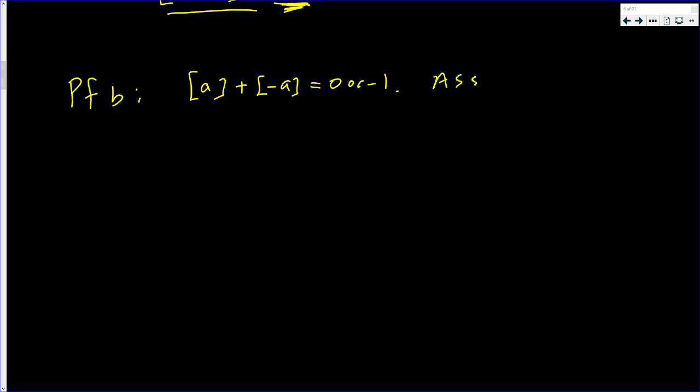Let's just assume that a is greater than or equal to 0. That is, a is greater than or equal to x, and that's less than x plus 1. Okay. So a is in between 2 consecutive integers, might equal the lower one. This implies that the greatest integer of a is x.